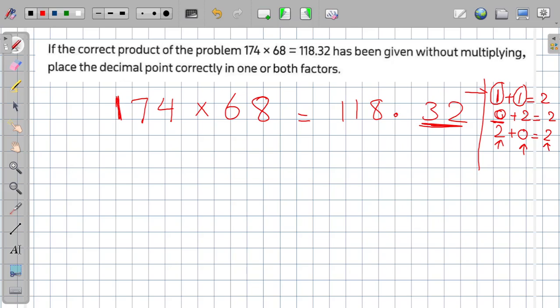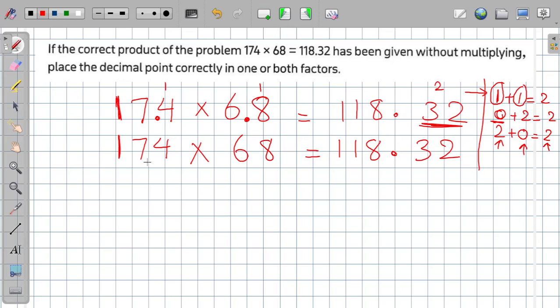If I wanted to get the first operation or the first possibility, maybe I can say that I will have 1 decimal place in the first number and 1 decimal place in the second number. So maybe the first number will be 17.4 by 6.8. So I have 1 place and 1 place to get 2 places. Or maybe the first number 174 by 68 equals 118.32.